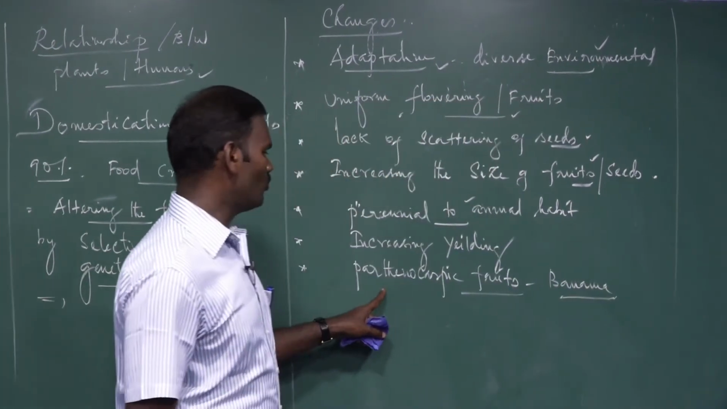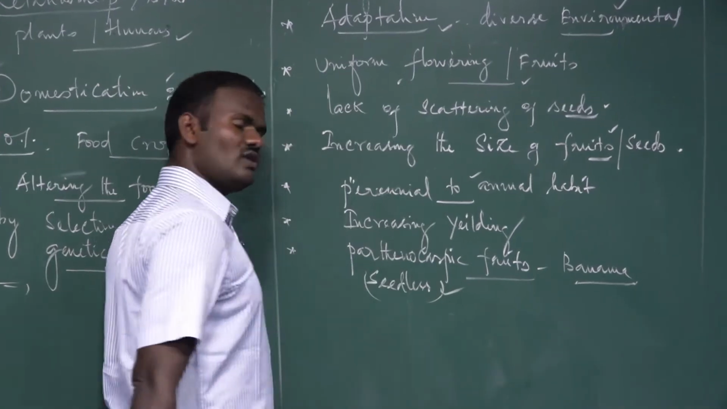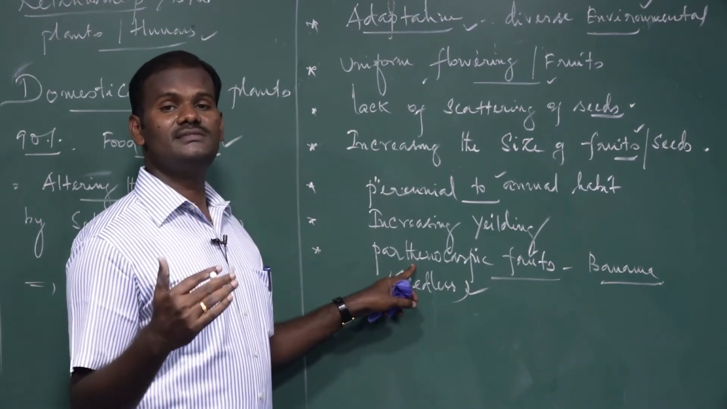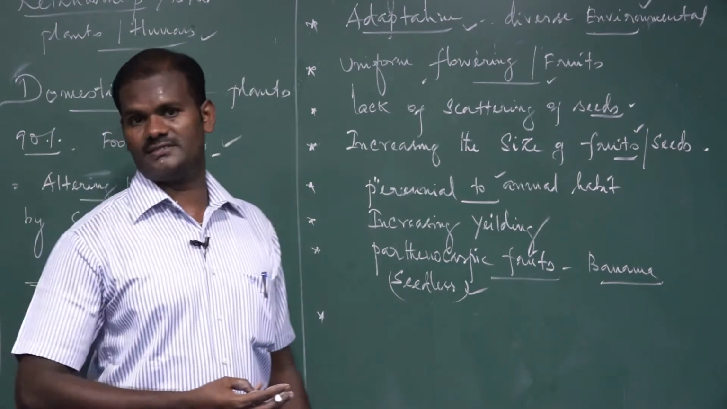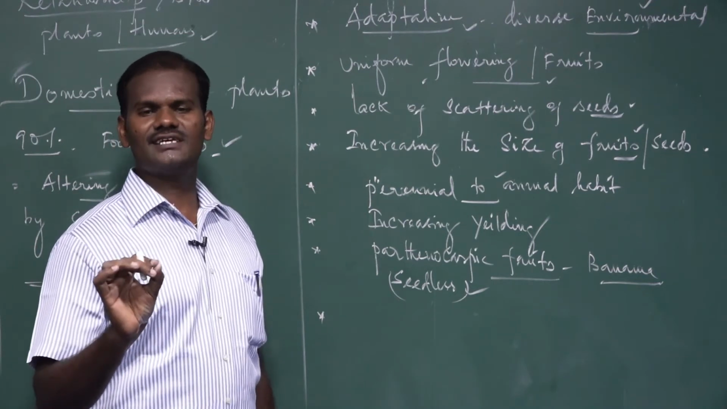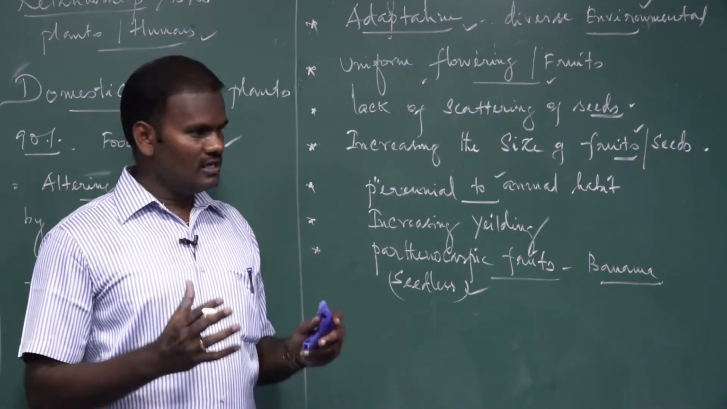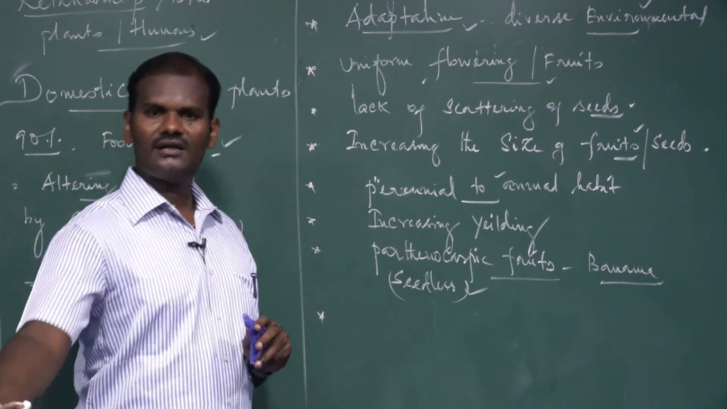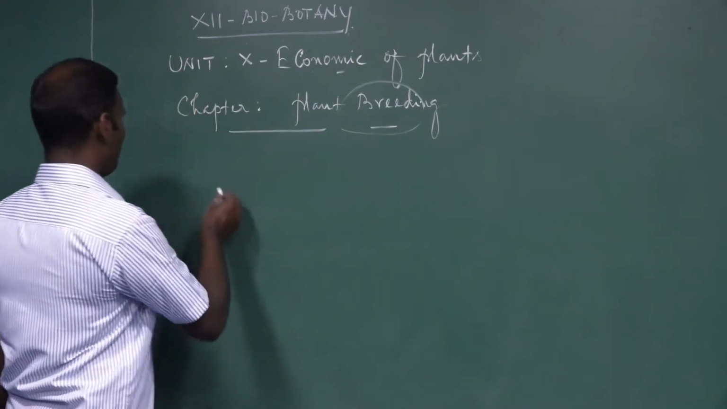Such parthenocarpic fruit is also called seedless fruit. Seed is not essential to produce it. This is another important change that takes place in domesticated plant species. Next, the color of the fruit, the appearance of the fruit, and palatability, which is nothing but the taste of the fruit, and the nutrient composition of fruits also increase. So these are certain important changes that take place when crops are domesticated, that is, under human control. The other topic is origin of agriculture.